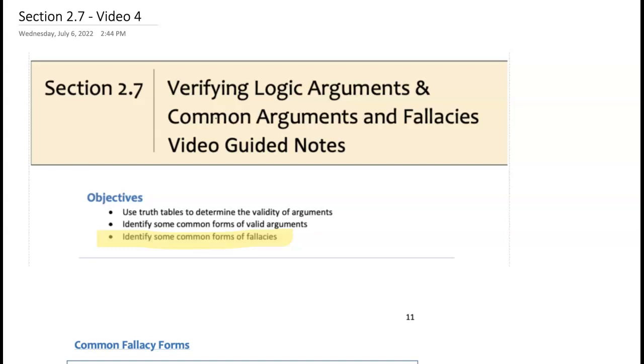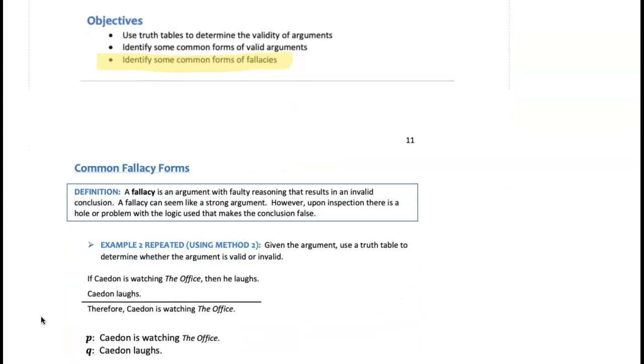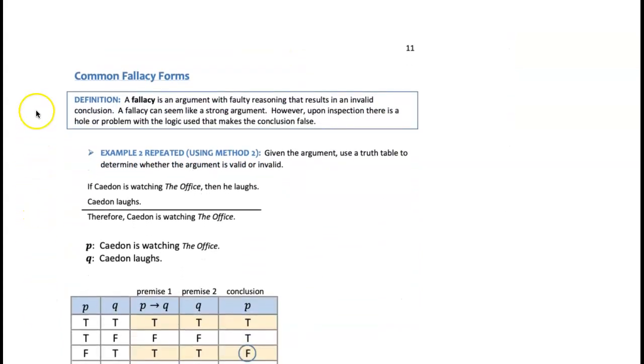Section 2.7, Video 4. Verifying logic arguments, common arguments, and fallacies. In this section, we'll cover the objective of identifying some common forms of fallacies. Let's begin with the definition of a fallacy.